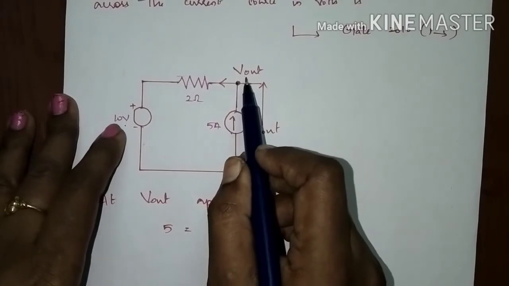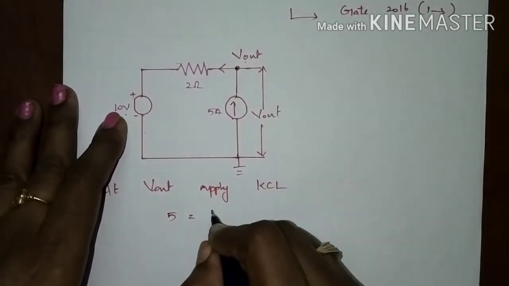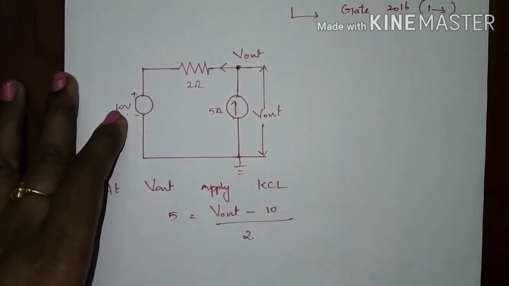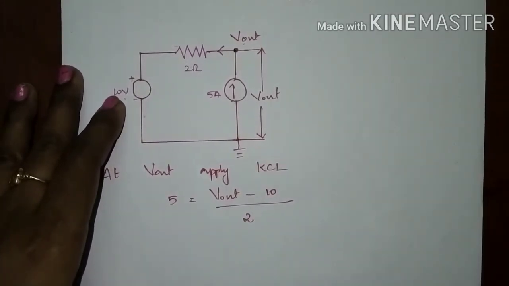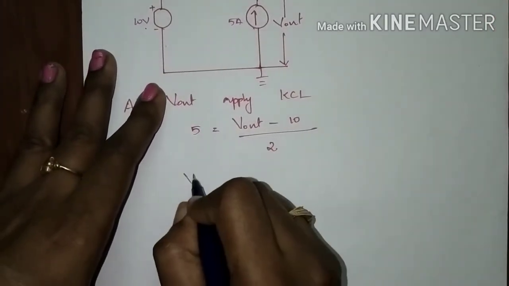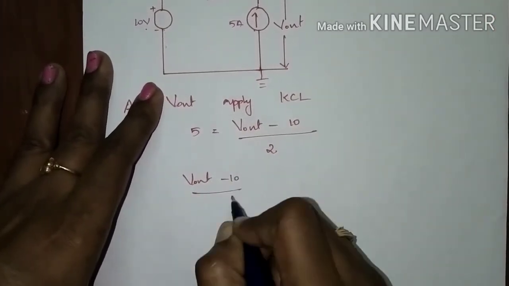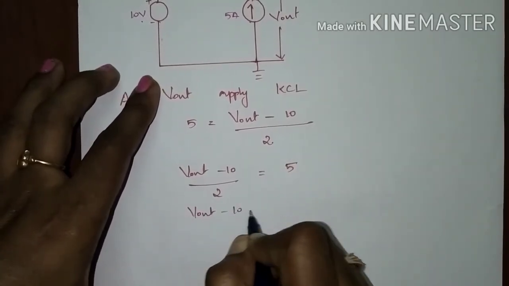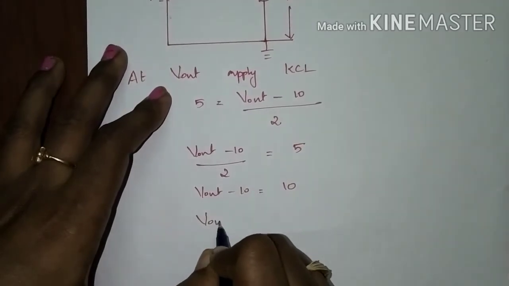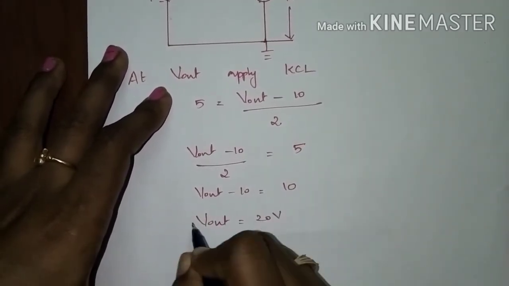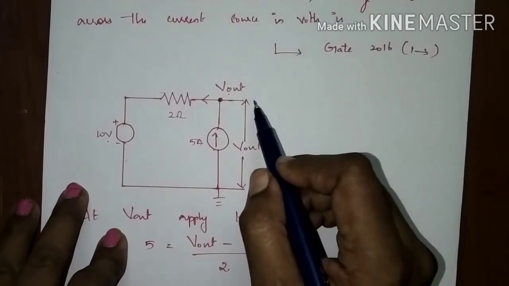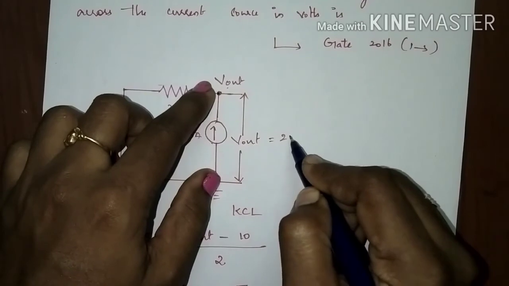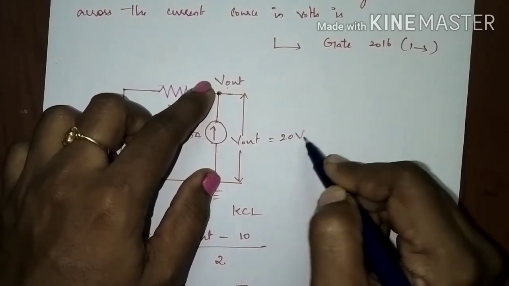Outgoing current can be given by difference in potential divided by the resistance. So V out minus 10 divided by 2. So V out minus 10 divided by 2 is equal to 5 ampere. So V out minus 10 is equal to 10. Your V out is equal to 20 volt. V out is a node here. So the voltage across the current source is 20 volt.